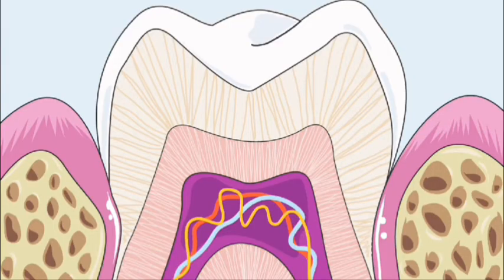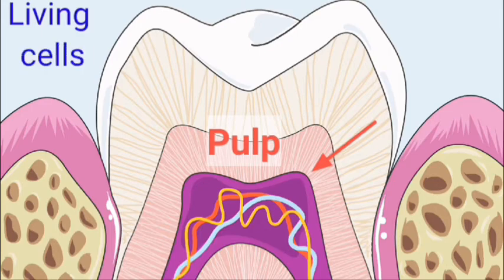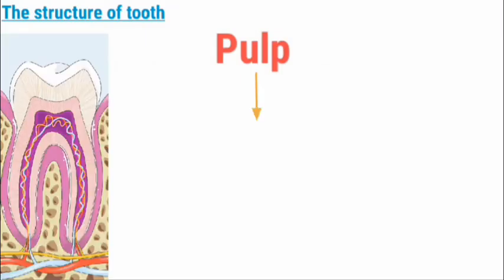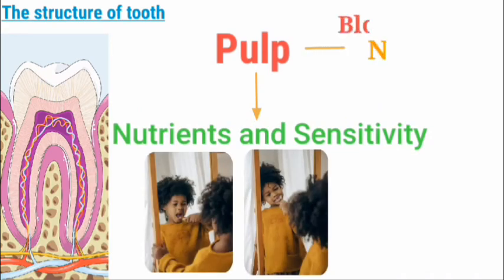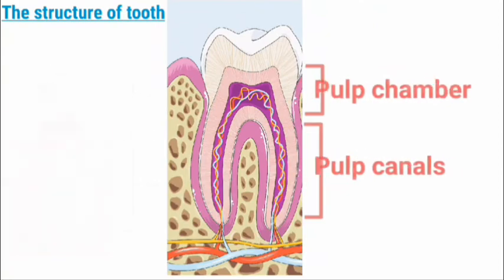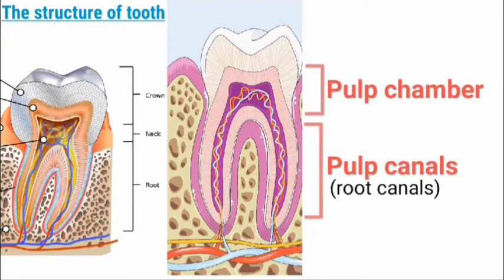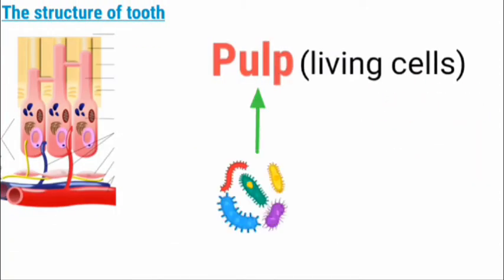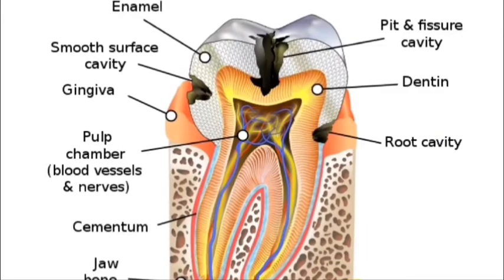which also comes with high sensitivity and pain provided by the innermost layer called the pulp, the actual living cells and connective tissue inside the tooth that provide nutrients and sensitivity by blood vessels and nerves respectively. The pulp has 2 parts, the pulp chambers and the pulp canals. They are also called the root canals because they are in the root. Makes sense.